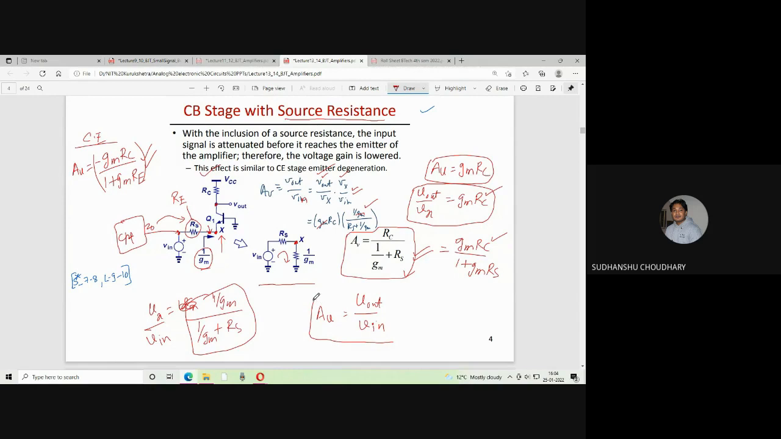So again, by inspection, I can find out the gain. I don't need to do this analysis. If I know the gain of the common emitter by inspection of this circuit and comparing this circuit with common emitter, I can directly write the gain. So either I calculate it this way, or I write it directly by inspecting the common emitter amplifier configuration.